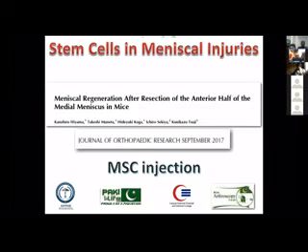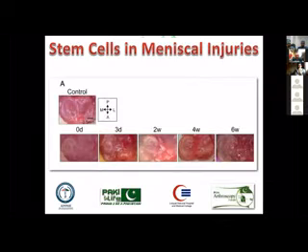This all started with animals. This was a mice study in the Journal of Orthopedic Research in 2017, right? You can see this is the control knee of a mouse, and they have taken half the cartilage off, and in 3 days it is starting to heal after injection of mice stem cells.